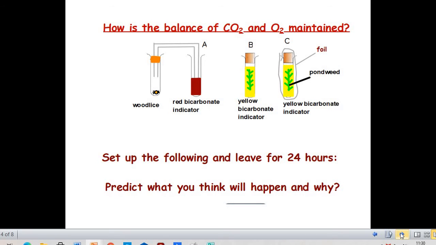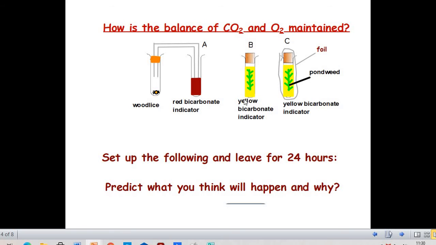And now I want you to think about this. How is the balance of carbon dioxide and oxygen maintained? It's been the same for millions of years. We've got a wood lice, you could have a worm in there, you could have a snail in a boiling tube, and you've got a delivery tube going into red bicarbonate indicator here.